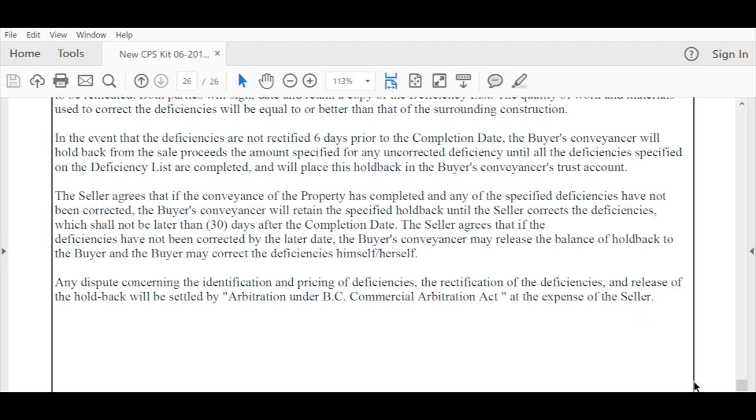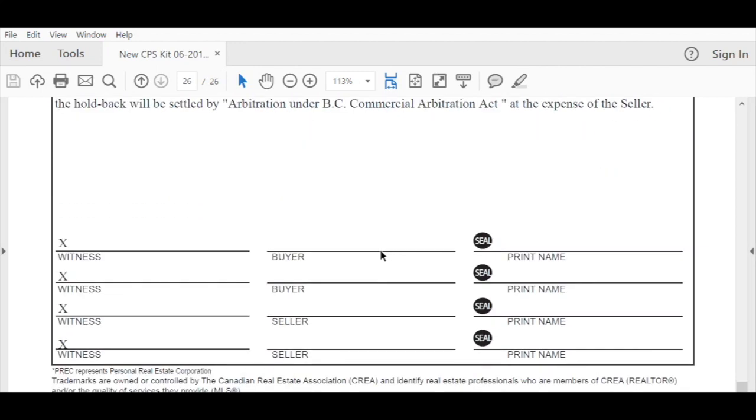So, once you finish this, get the client to sign, and you are done. Present the offer, and good luck.